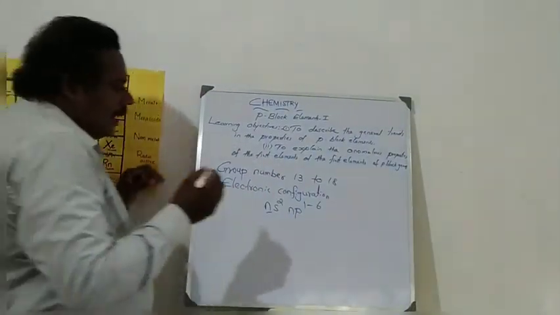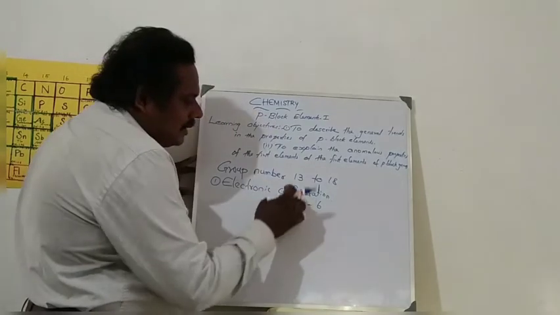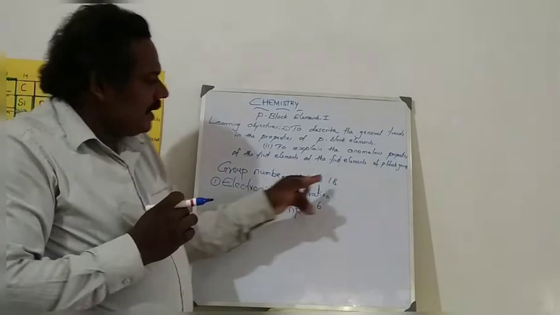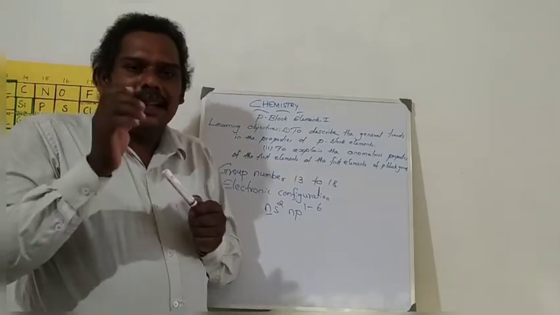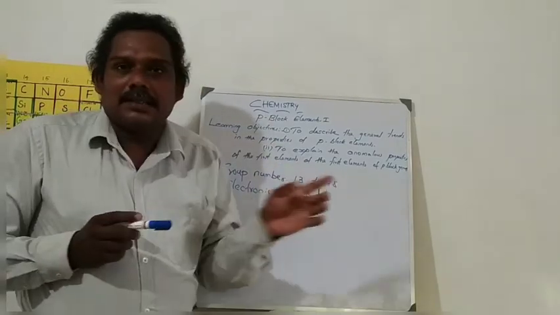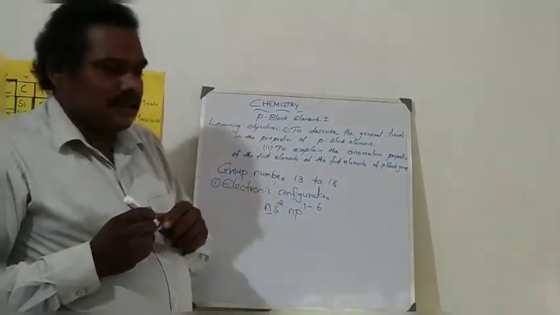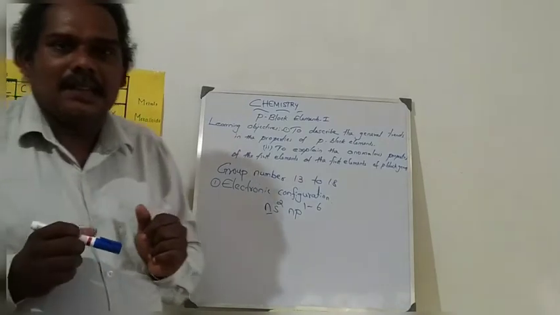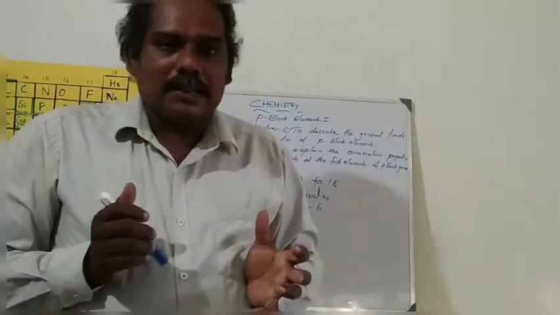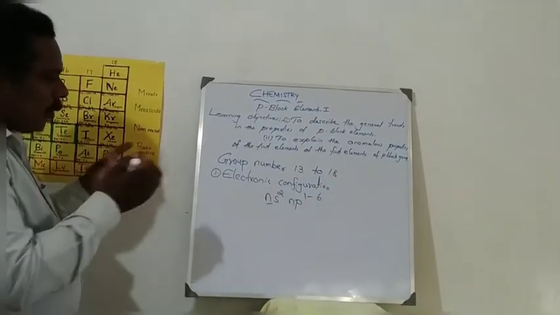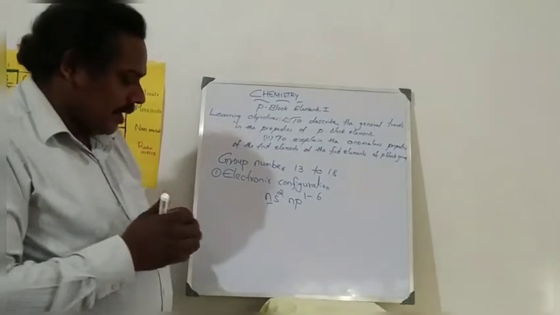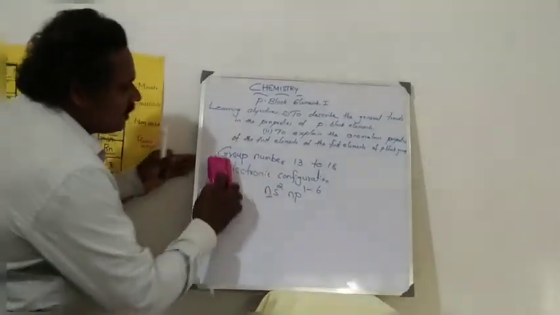Here, already I told you, the 13th to 18th group. The 17th group is called a completely filled subshell. The 18th group is called a completely filled subshell. It is chemically inert, and this group is otherwise called noble gas. Now we see how to write the electronic configuration of this group.